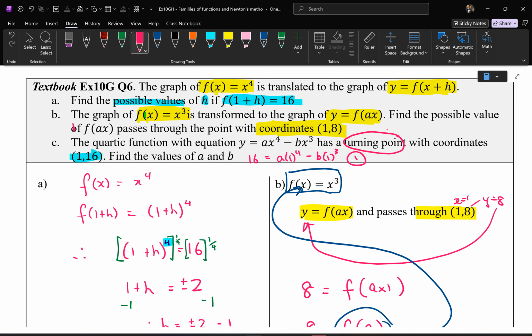So it means you have to find the derivative with parameters. So here, dy/dx. Treat a as a number, so you should end up with 4ax cubed minus 3bx squared. There's your derivative. And you know the turning point or stationary point occurs when x equals 1. That's how you get your second equation. Okay, so then you get 2 equations, 2 unknowns, simultaneous and solve.